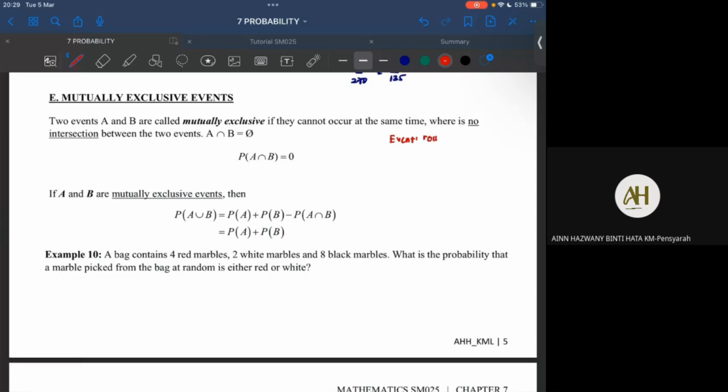Contoh event dia kat sini ialah roll dice once. Okay, kita roll sekali. Event yang pertama kita ialah dapat odd numbers.